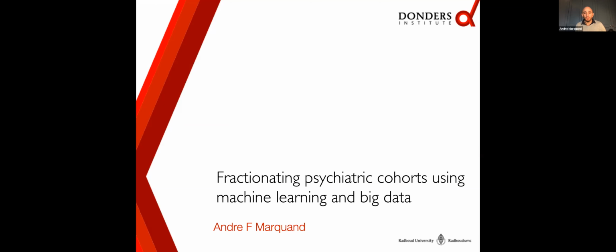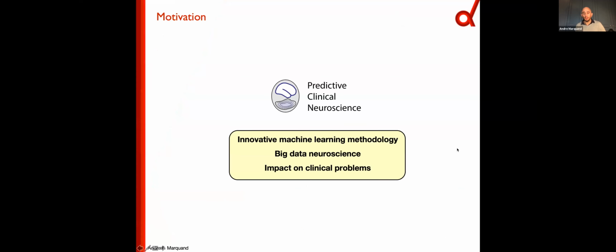So really, I like to start a talk like this with this slide. This really summarizes, in a certain way, the goals of my research and what I see as the things that are important: developing innovative machine learning methodology, applying it to big data, to neuroscience, really aiming to have impact on problems that really matter. So that's really a mission statement, if you like.